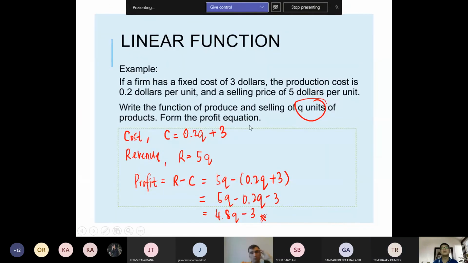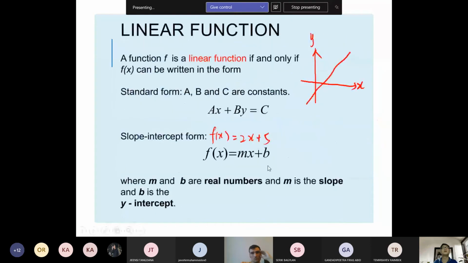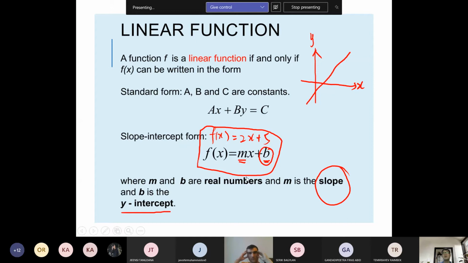Okay, so these are some examples of a linear function. Now come back to here. We know that a linear function is always in this form. We need to now move on to the slope. The m is the slope and the b is the y-intercept. We are going to discuss these two in the following discussion.